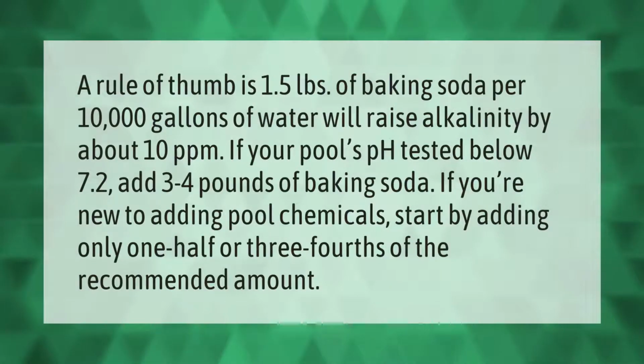A rule of thumb is 1.5 pounds of baking soda per 10,000 gallons of water will raise alkalinity by about 10 ppm. If your pool's pH tested below 7.2, add 3 to 4 pounds of baking soda. If you're new to adding pool chemicals, start by adding only 1/2 or 3/4 of the recommended amount.